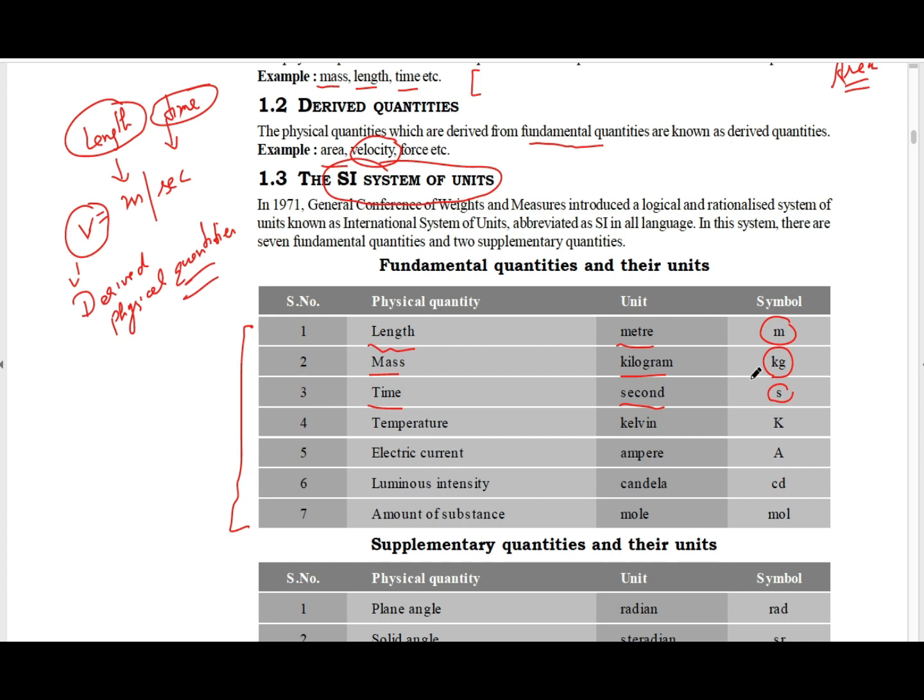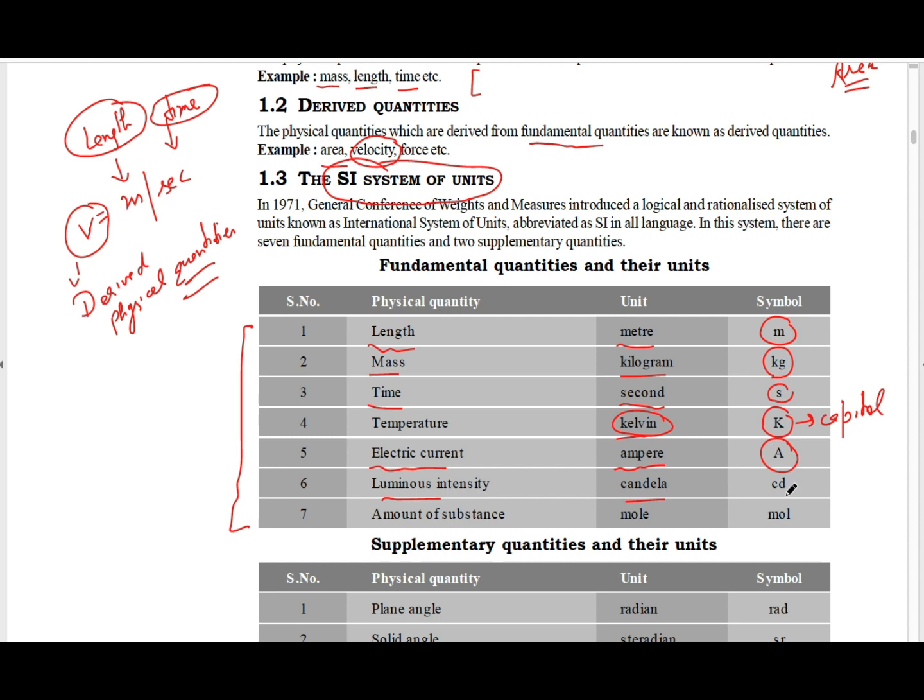Similarly, temperature, its unit is Kelvin, and it is represented with capital K. Here I would like to point out that those symbols whose units are named after a scientist are kept capitalized. So Kelvin is written in capital because its unit originated from the name of the scientist. Similarly, electric current, whose SI unit is ampere, again ampere is the name of the scientist who discovered this current, and its symbol is capital A.